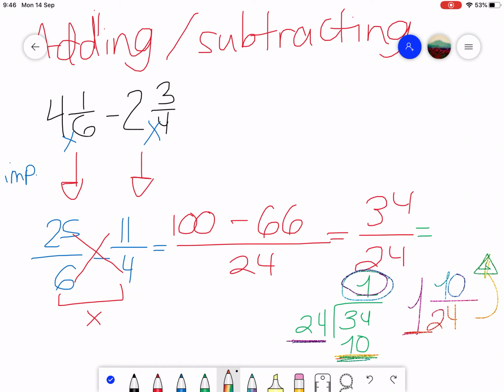How do I simplify it? I know that the whole number is gonna be 1. But then the half of 10 is 5. The half of 24 is 12. And that's gonna be the final answer.